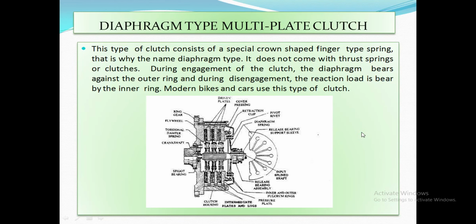The second type of multiplate clutch is the diaphragm type multiplate clutch. This is a schematic diagram of a multiplate clutch of diaphragm type. This type of clutch consists of a special crown shaped finger type spring. That is why the name diaphragm type. It does not come with thrust springs. During engagement of the clutch, the diaphragm bears against the outer ring, and during disengagement, the reaction load is borne by the inner ring. Modern bikes and cars use this type of clutch.